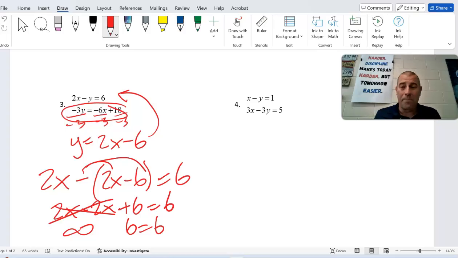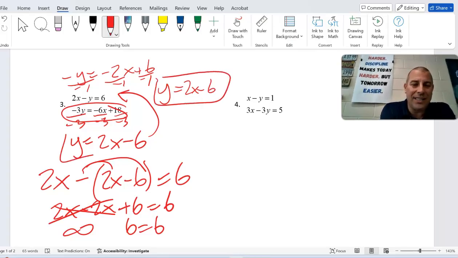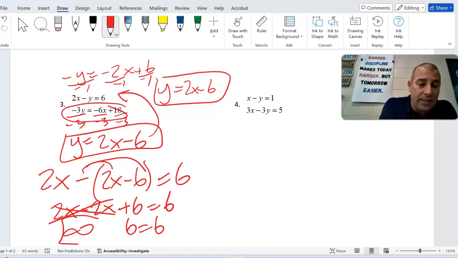So yeah, anything's going to end up working when we plug it in, because really they're the same equations. Go back up here to the beginning. If I subtract my 2x over, I get -y equals -2x plus 6. I divide every one by -1, and look, you get y equals 2x minus 6. So no matter what we plug in, it's the same equation. So it's infinite solutions. So we can just say infinite solutions.